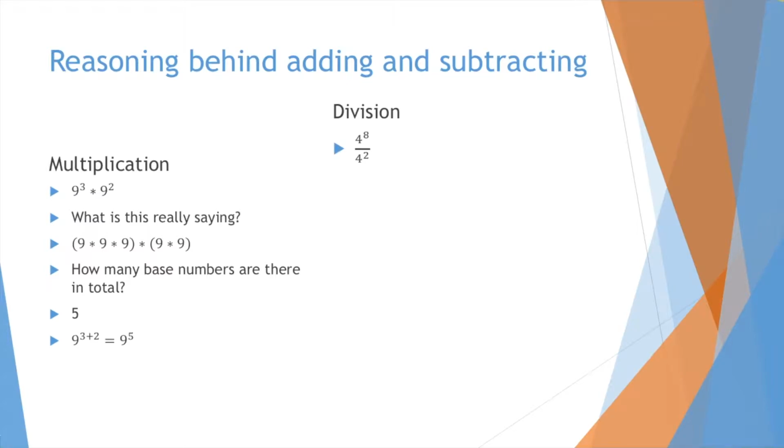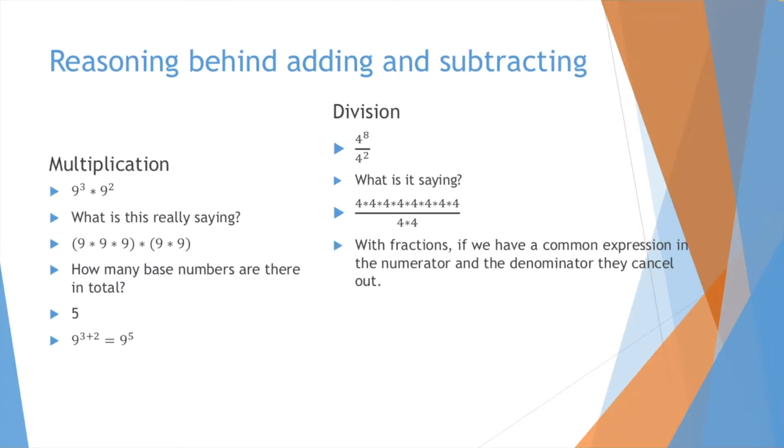Now let's look at a division problem. I have 4 to the 8th over 4 to the 2nd. Well, how can I elaborate on this? Start off by what it's saying. 4 to the 8th means I have 8 4s in the numerator being multiplied together, and 4 to the 2nd means I have 2 4s in the denominator being multiplied together.